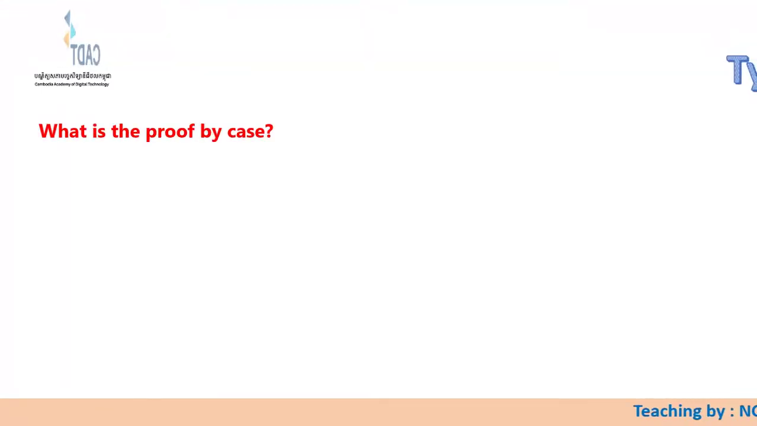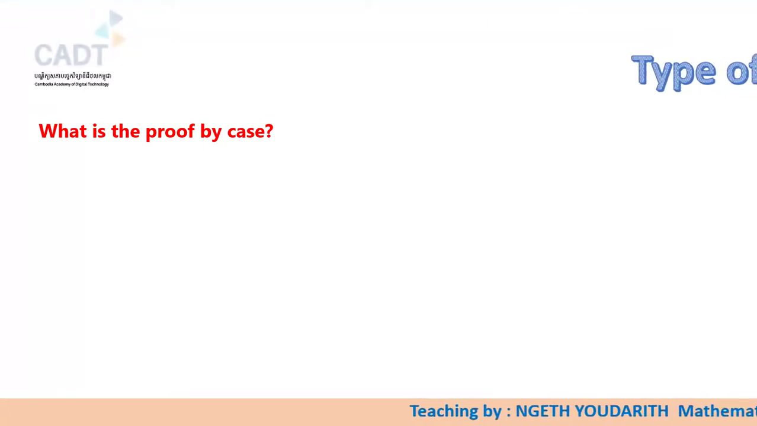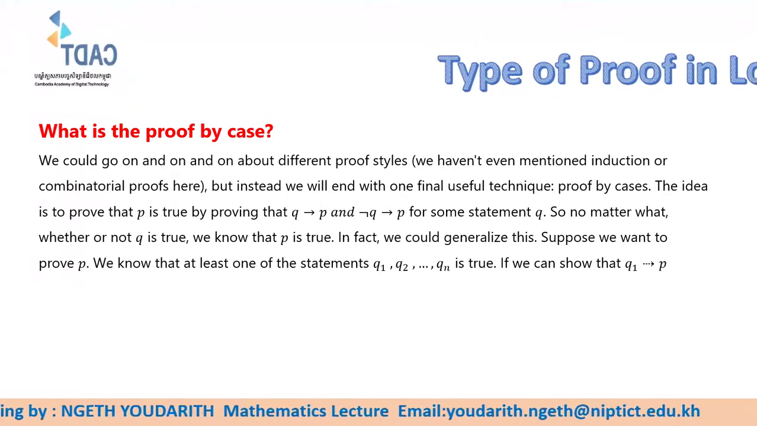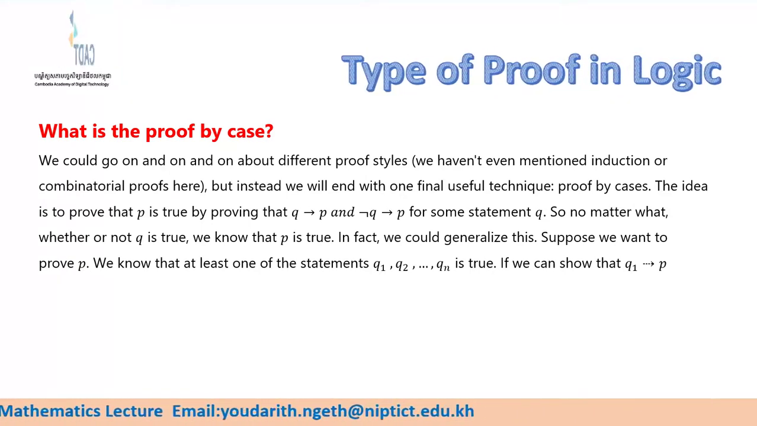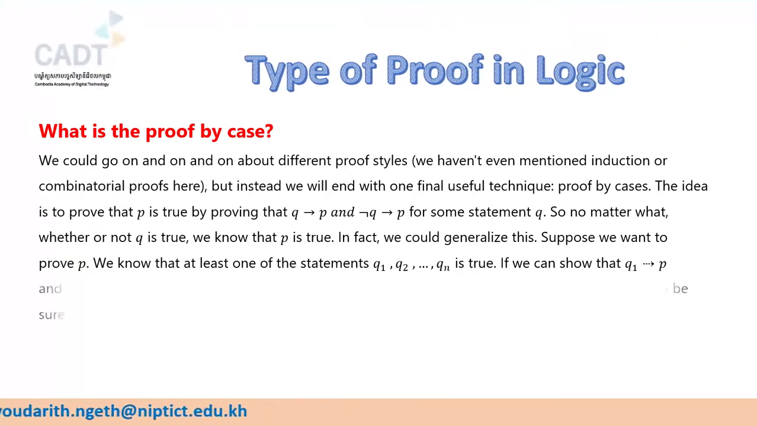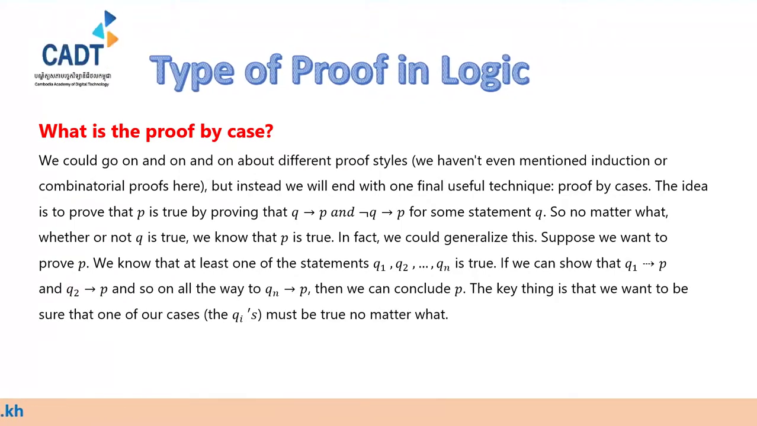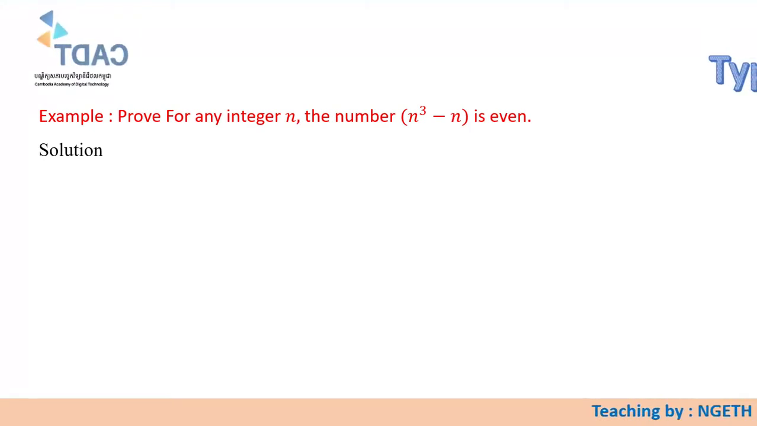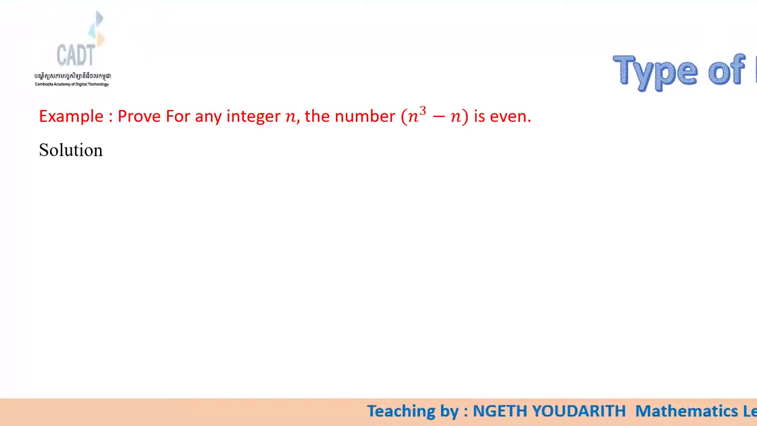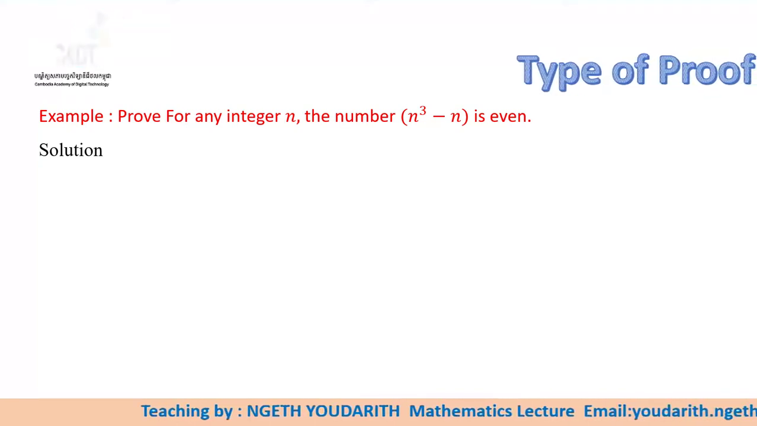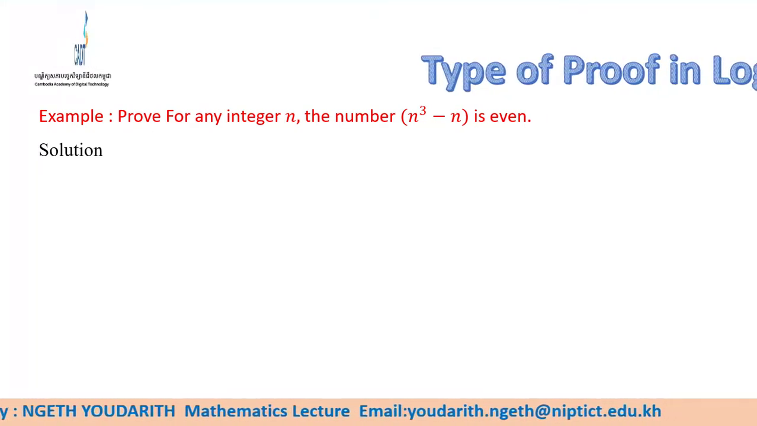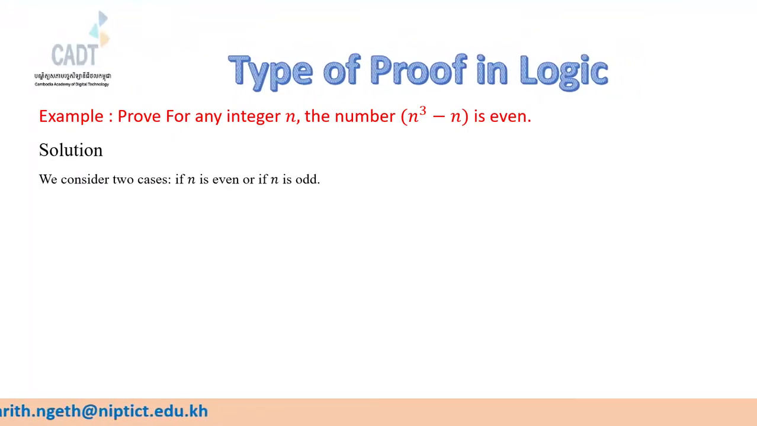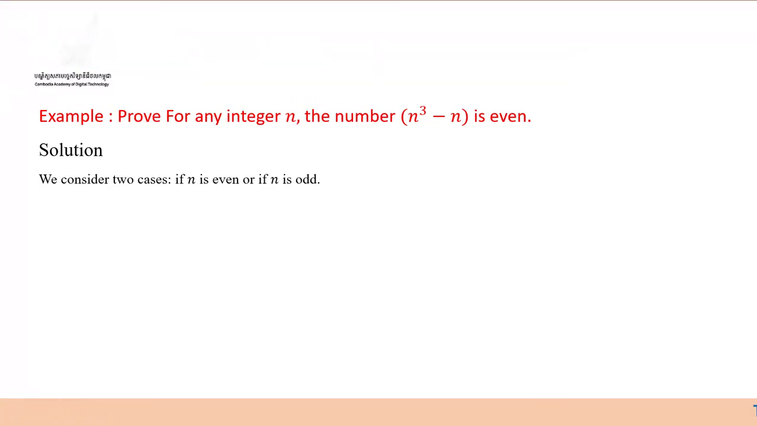And what is proof by cases? Proof by cases means that we prove a statement P by showing that Q1 implies P, Q2 implies P, up to Qn implies P. This is our statement. So here is an example: prove that for any integer n, the number n cubed minus n is even. We consider two cases: n is even or n is odd.